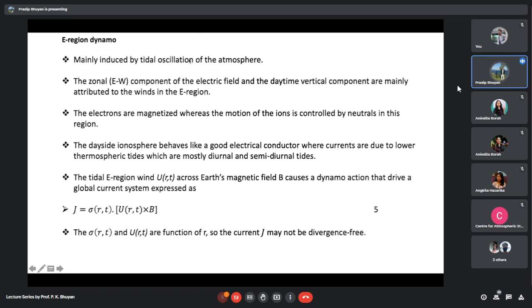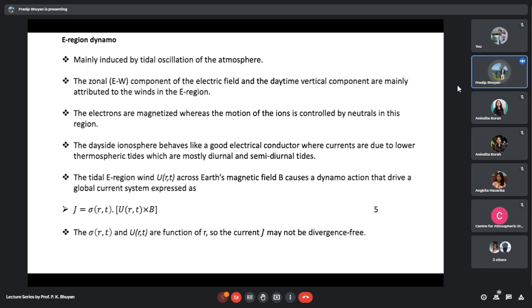But we are not talking about that tide. I have written it, and I have increased the size of these letters, so I think all of you have seen: mainly induced by tidal oscillations of the atmosphere. So where will the tidal oscillations in the atmosphere come from? In the ocean, we know that these tides are generated mostly due to the influence of the moon. Lunar tides, that is what they are called.